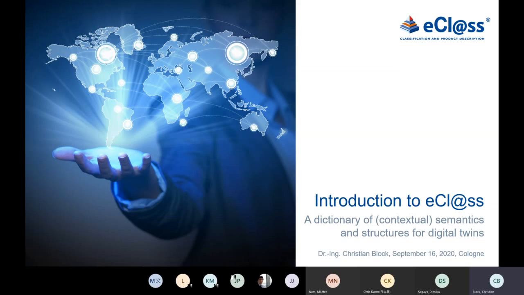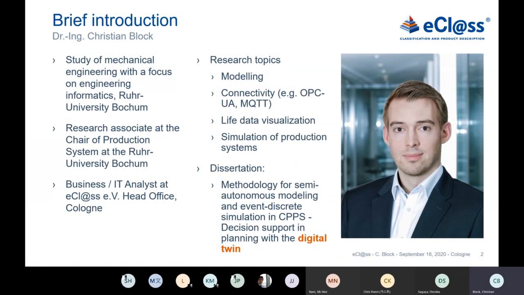What I want to do today in the next 55 minutes is give you a short introduction to ECLASS and why it is a dictionary of contextual semantics and structures for digital twin. What I mean by semantics, contextual semantics, and digital twin, I will come to in a few seconds.